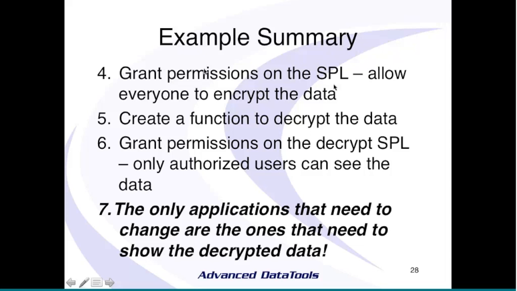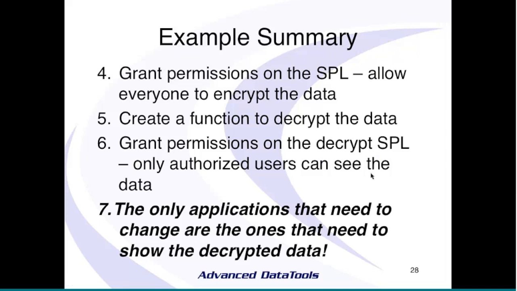And then the only change that needs to be made is who can decrypt the data. So my first rule is on the encrypt SPL, you want to grant that to everyone. You want to then create a function to decrypt the data, and you want to grant that to only authorized users. So the only application changes that need to be made are those where you really need to decrypt the data. We've done this in a lot of reports. Don't really need to see the decrypted data, so it works just fine. And in one case, like 99% of the applications did not have to change. There were only 3 or 4 that had to change.